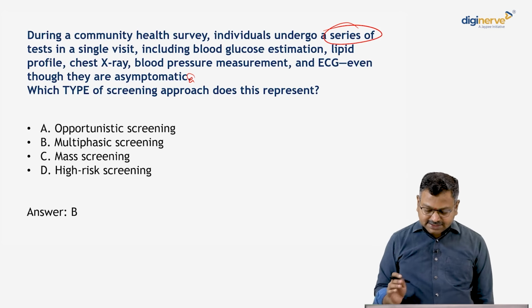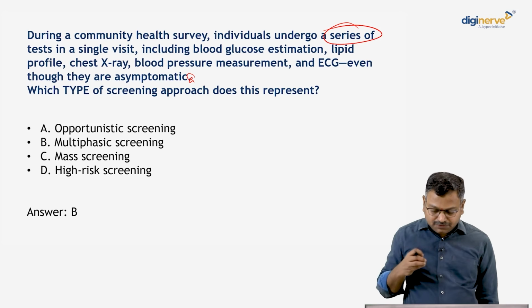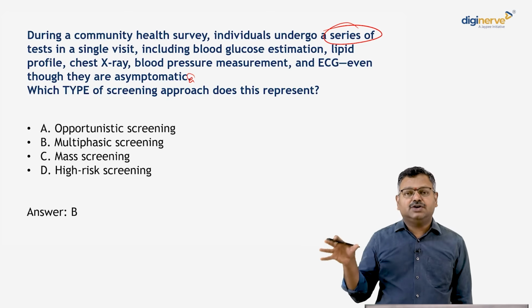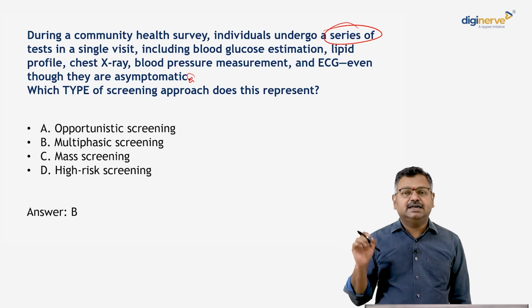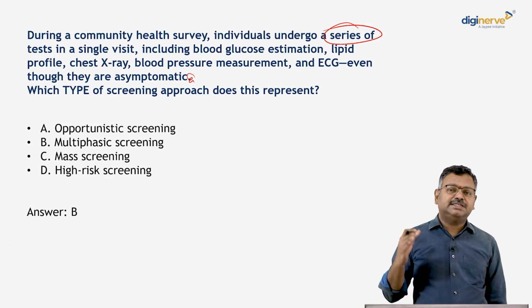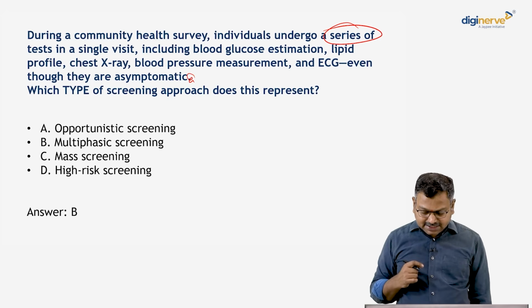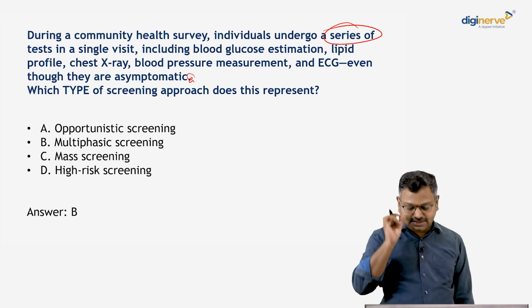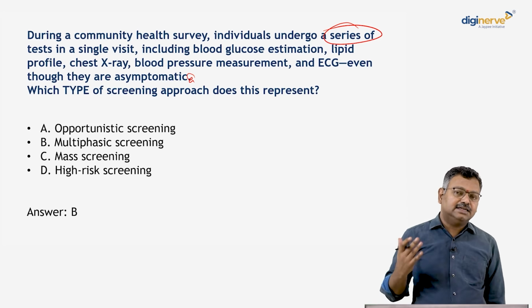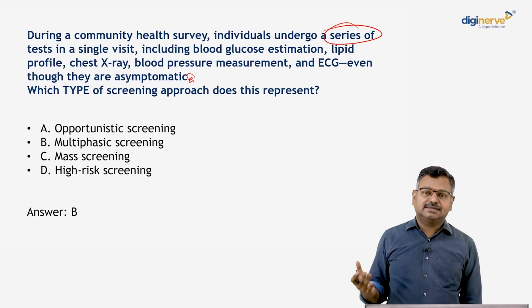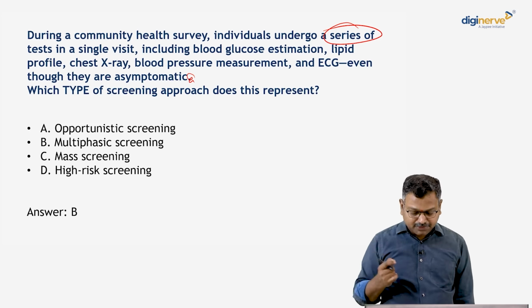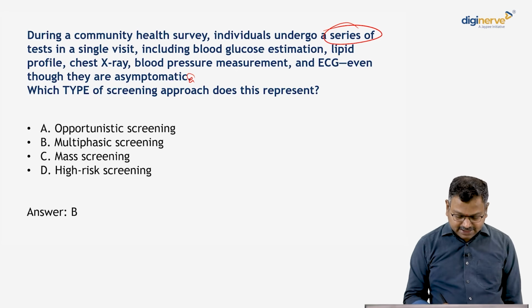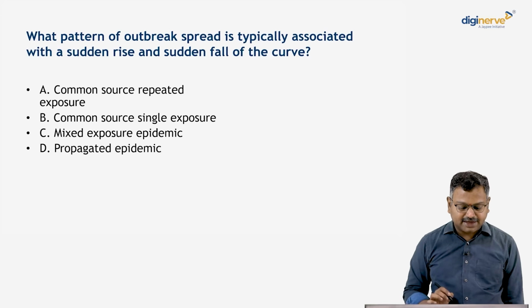Now opportunistic screening is where a person comes to your hospital for some other reason and you do some tests, like a BP checkup during a dental visit. Mass screening is where you screen the entire population for one specific disease. High risk screening is done only in people who are at high risk, like a pap smear or a mammography in patients with cancer history. That is called high risk screening.